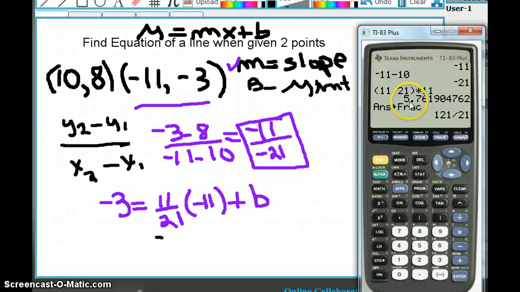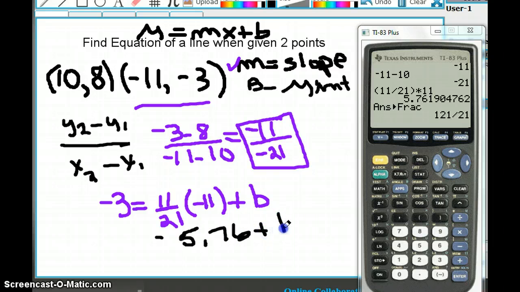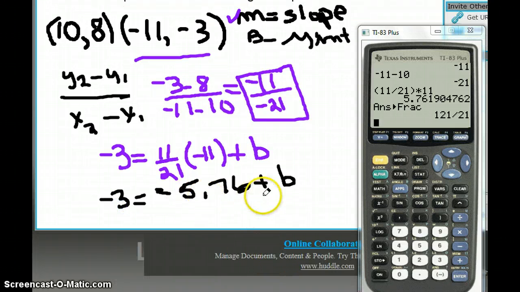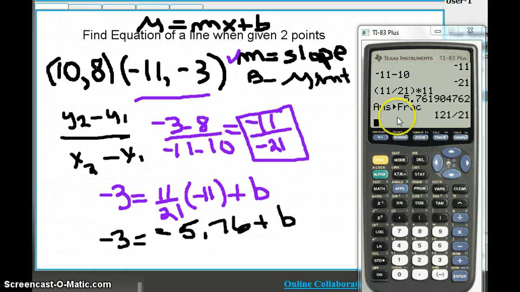So since you can round it off, this would be 5.76. We're going to round it to the nearest hundredth. So this multiplied will give us negative 5.76 plus b, and that's going to be negative 5.76 plus b equals minus 3. So now you're going to have to solve for b. So you're going to add 5.76 to both sides to eliminate the 5.76. So we know how to do that.